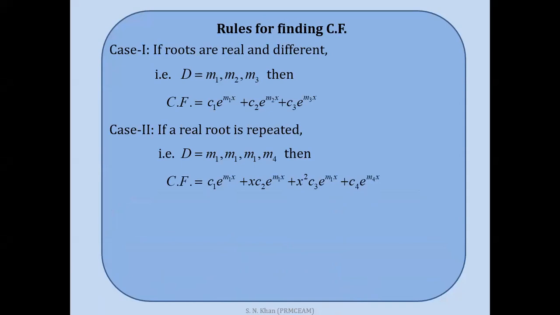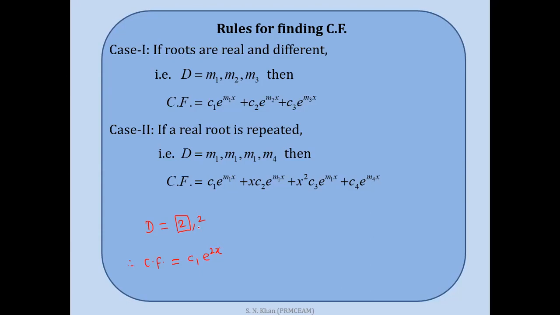Okay, so I will show you an example for this second case. If D equal to 2, 2, only two roots are there and both are repeated, and no doubt these are real. The imaginary term is not present here. So CF, it will become, first root, it is 2. We are dealing with it for the first time only. So we do not have to change anything here. It will be C1 into e to the power twice x.